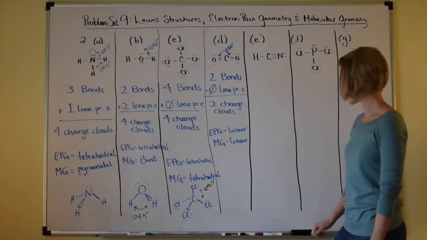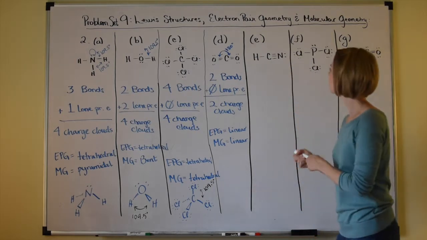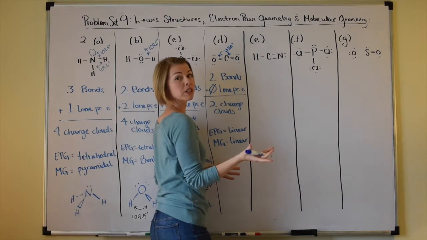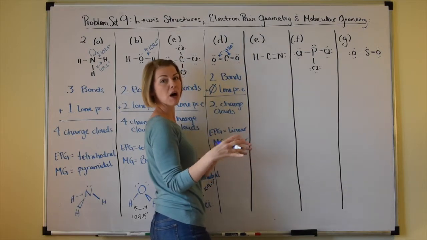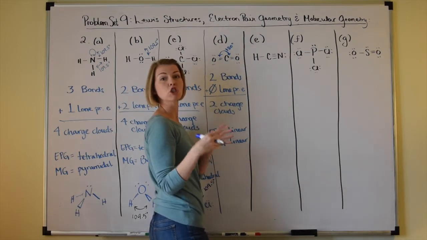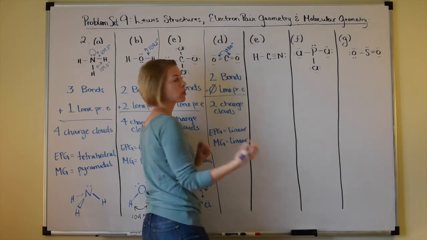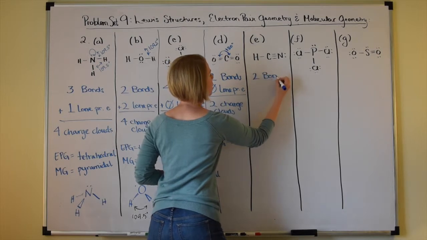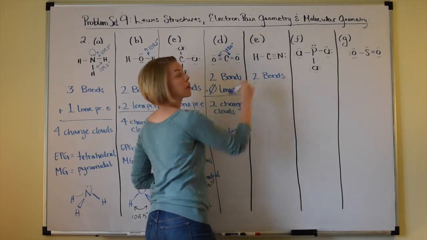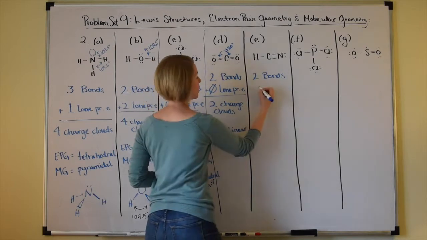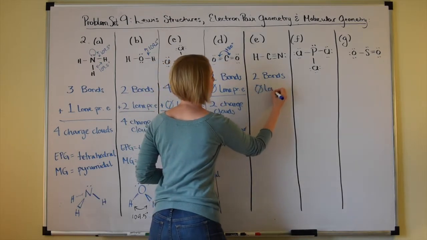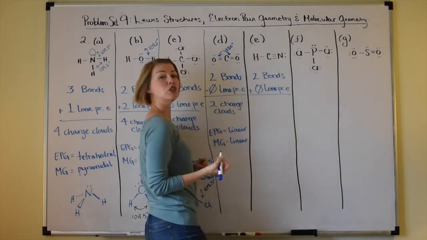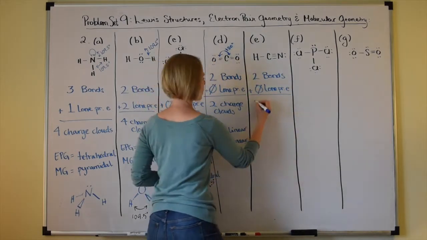Okay, hydrogen cyanide. So we have 2 bonds. Remember, it doesn't matter if it's a single bond, double bond, or a triple bond. It counts just once as a charge cloud. Okay, so 2 bonds, and no lone pairs with respect to the central atom. So 0 lone pair electrons. So total number of charge clouds, again, 2.